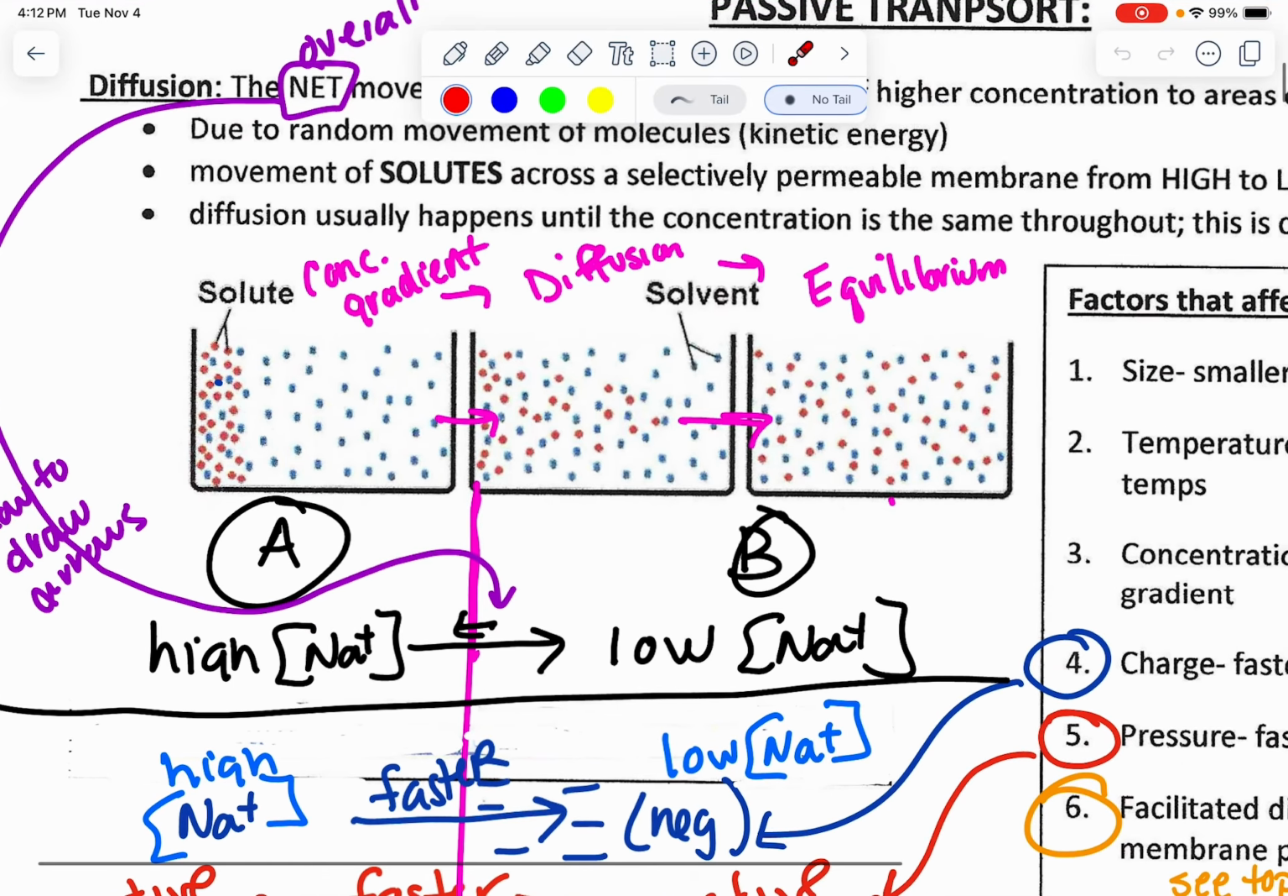So here's a similar thing. If the red molecules are the solute and the blue molecules are your water, your solvent, I would say right here, I have a concentration gradient in this beaker. There's a higher amount here than here. Diffusion is going to happen. The red molecules are going to randomly move and spread in this direction until they're all equally spread. And then I have equilibrium.